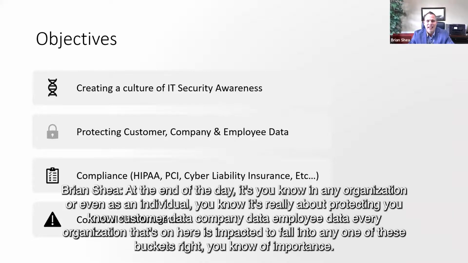At the end of the day, in any organization or even as an individual, it's really about protecting customer data, company data, and employee data. Every organization that's on here is impacted. It could fall into any one of these buckets, right?